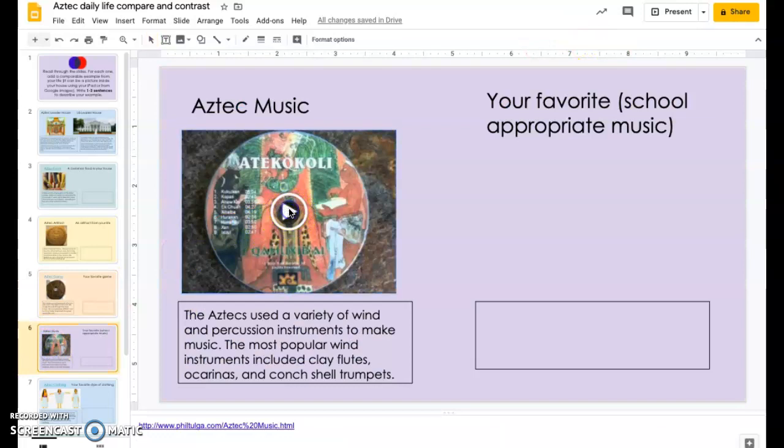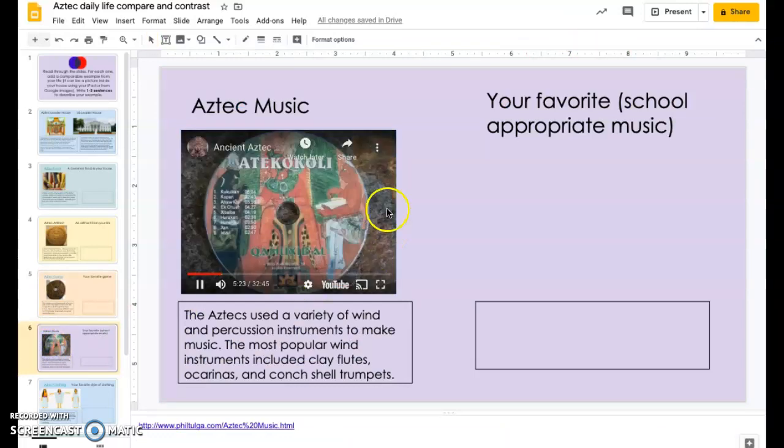Aztec music, you can hear it here. It's kind of interesting. Listen to this the whole time, you guys. It's fun. I'm sure you will.